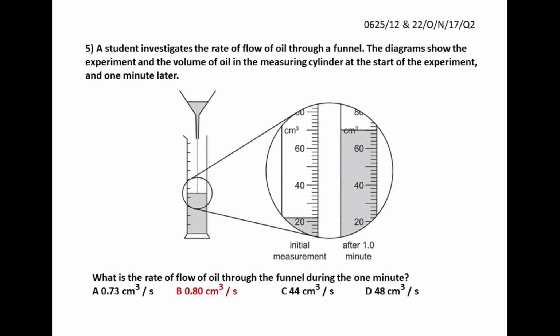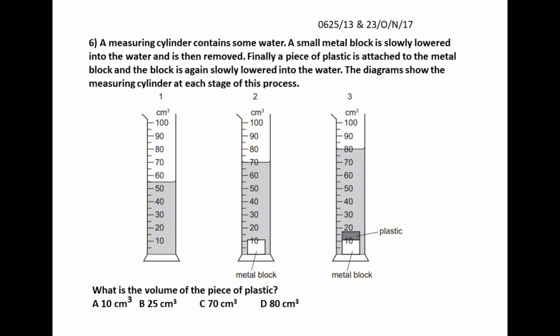Moving on to question number 6. This is similar to question number 4. Three different pictures. You need to find the volume of the plastic here. So what you have to do? Actually, we are going to use the second picture to find the volume of the metal block, which can be subtracted later. Okay, let us see the picture.